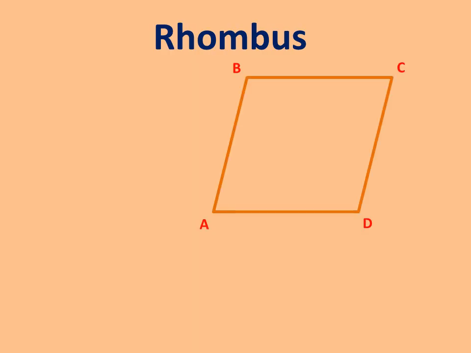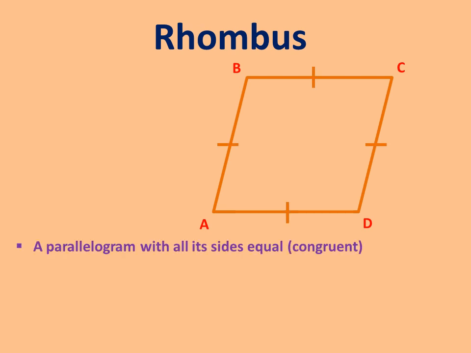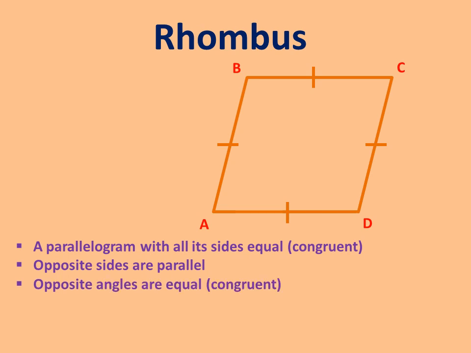Rhombus. A rhombus is a parallelogram with four equal sides. Equal means congruent. AB is congruent to BC, is congruent to CD, is congruent to DA. Opposite sides are parallel, like the parallelogram. Line AD is parallel to line BC, and line CD is parallel to line BA.